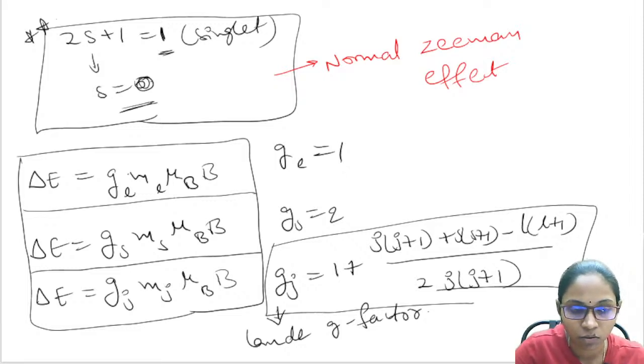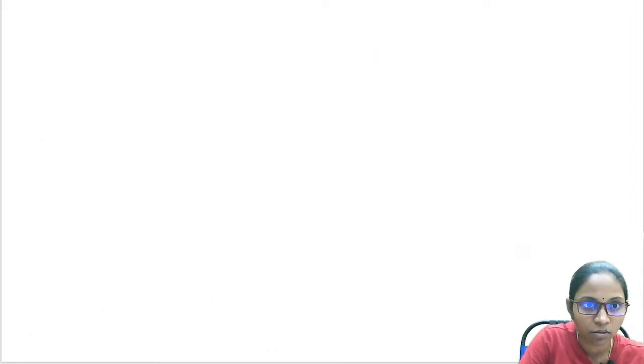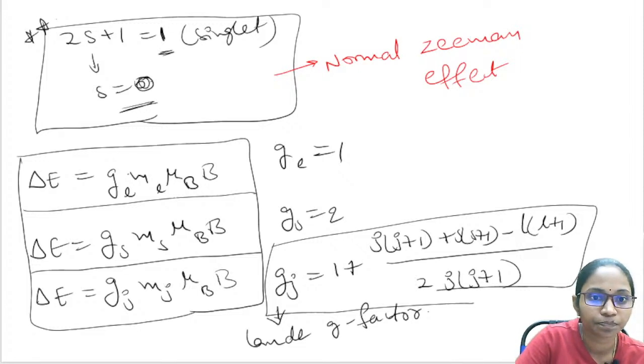Yes, coming to the normal Zeeman effect, this takes place. Normal Zeeman effect occurs for singlets, for which S is equal to 0. The multiplicity must be equal to 1, right? Yes.